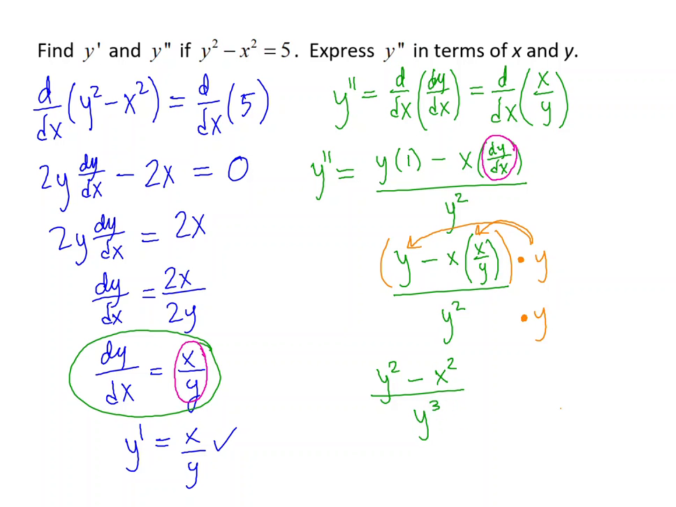However, remember from the beginning that y squared minus x squared equals 5? Well, this is y squared minus x squared, so that equals 5. And I get a better answer as 5 over y cubed. That's my best answer in terms of x or y.